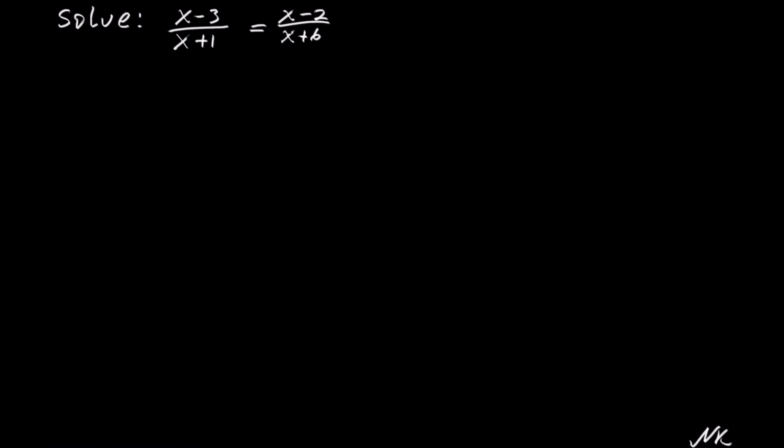Hello, in this example we have to solve (x minus 3) out of (x plus 1) is equal to (x minus 2) out of (x plus 6). Let's begin by finding the least common denominator, which is equal to, in the first denominator we need x plus 1, in the second denominator we need x plus 6. So our least common denominator is (x plus 1) times (x plus 6).